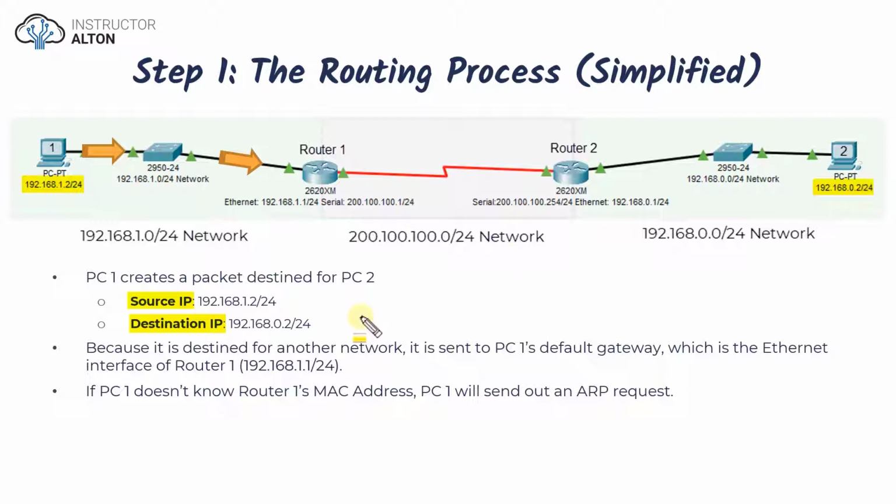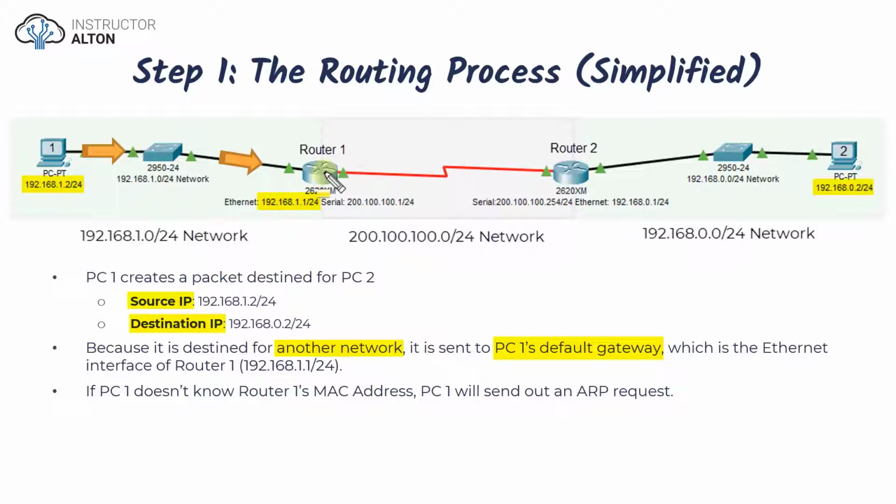Now, also it's going to include the data, but in terms of the routing process, we're concerned with the IP addresses. Because this is going to be destined for a computer that's on a different network, it has to be sent to router number 1, which is PC1's default gateway. So it sends that to its Ethernet interface on router number 1, which is this IP address right here, 192.168.1.1/24. That's going to be the default gateway configuration in PC1's TCP/IP configuration. So it's going to know that it needs to send it out of this interface on the router because that's the default gateway.